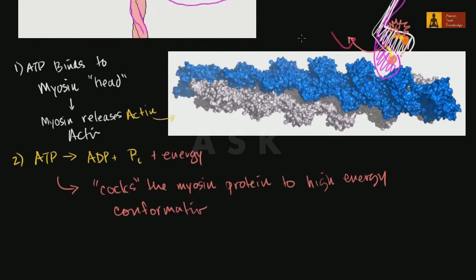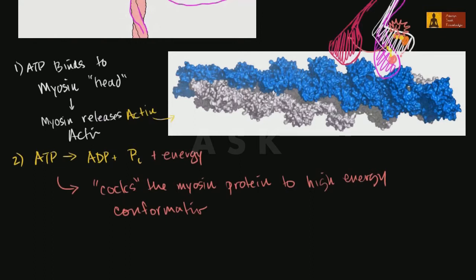Let me make sure I do it right. So at the end of step 2, it might look something like this. I'm trying my best to draw it. So at the end of step 2, the protein looks something like this. This is kind of in its cocked position. It has a lot of energy right now. It's kind of wound up in this position.